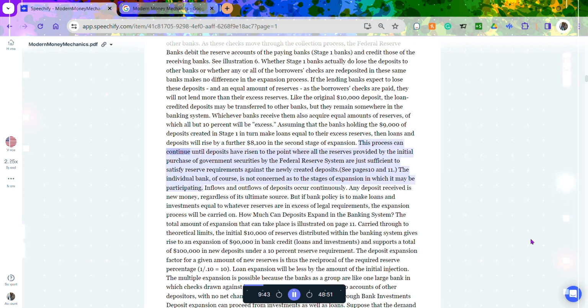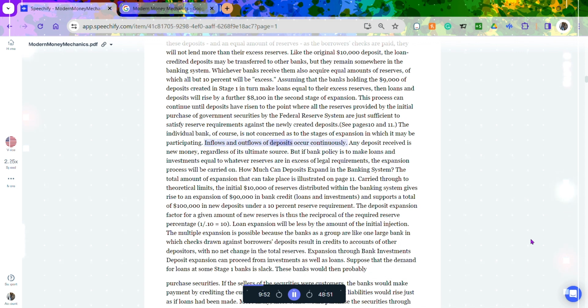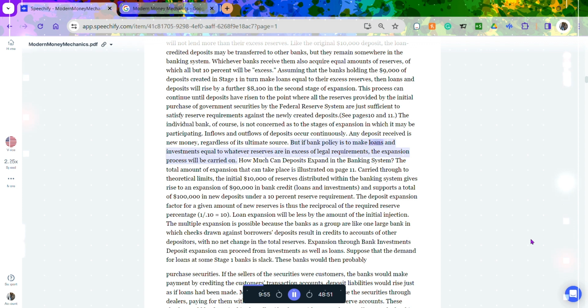This process can continue until deposits have risen to the point where all the reserves provided by the initial purchase of government securities by the Federal Reserve System are just sufficient to satisfy reserve requirements against the newly created deposits. See pages 10 and 11. The individual bank, of course, is not concerned as to the stages of expansion in which it may be participating. Inflows and outflows of deposits occur continuously. Any deposit received is new money, regardless of its ultimate source. But if bank policy is to make loans and investments equal to whatever reserves are in excess of legal requirements, the expansion process will be carried on.